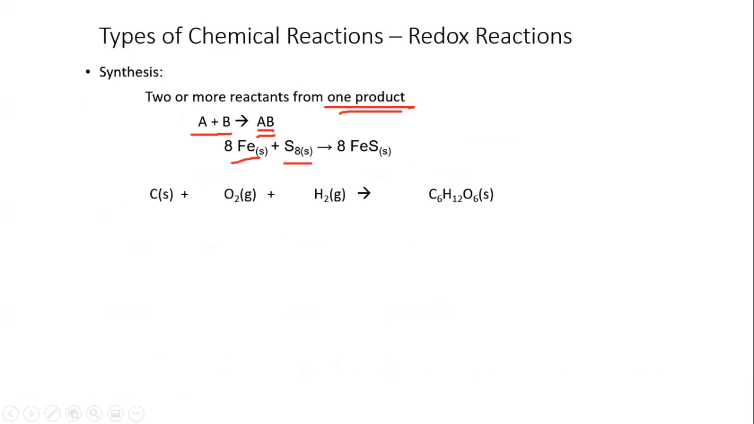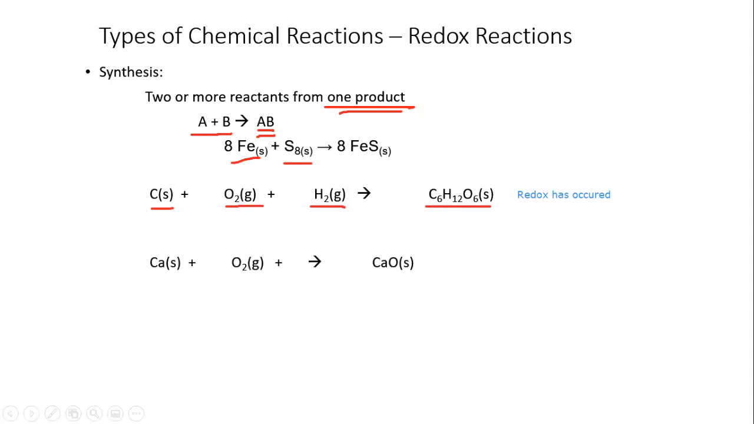So here we have the synthesis of glucose. We have elements on the reactant side and a compound on the product side. Here redox has occurred, because anytime you have elements on one side and it's in a compound on the other side, there has been a transfer of electrons.